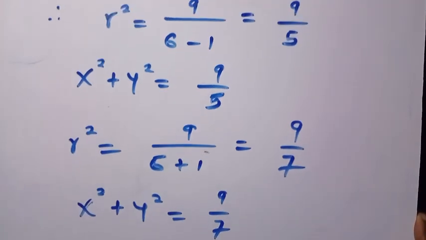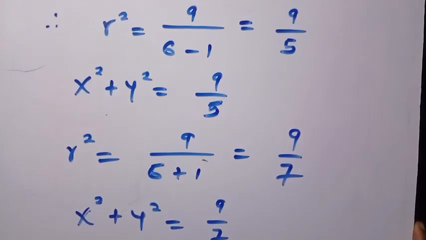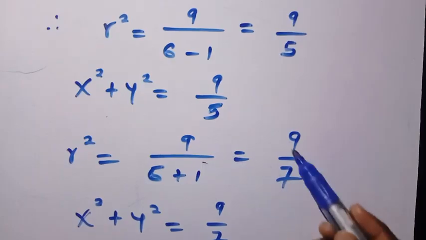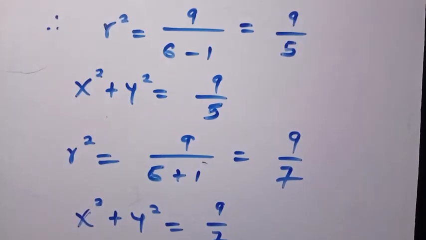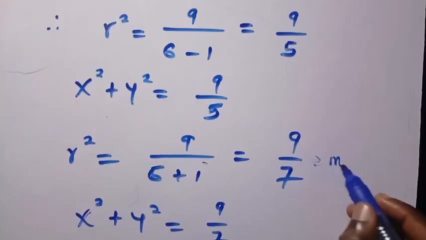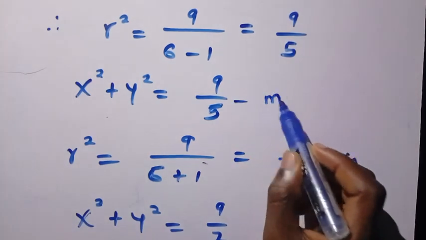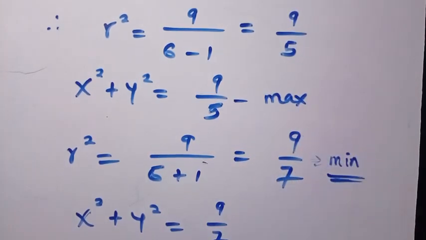Let's now determine which one is maximum and which one is minimum. Our aim is to find the maximum of x squared plus y squared. The first one is 9 divided by 5 and the second one is 9 divided by 7. When we press the calculator, we see that 9 divided by 7 is the minimum value, and the first one, 9 divided by 5, is the maximum value. So this is how I solve this problem step by step.